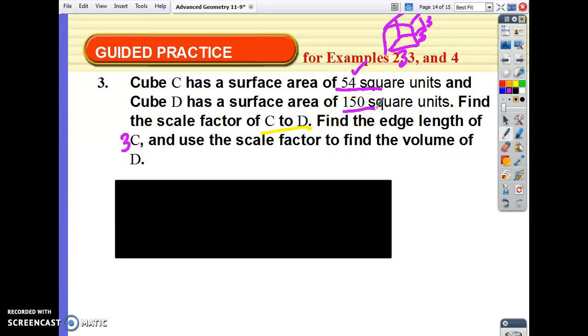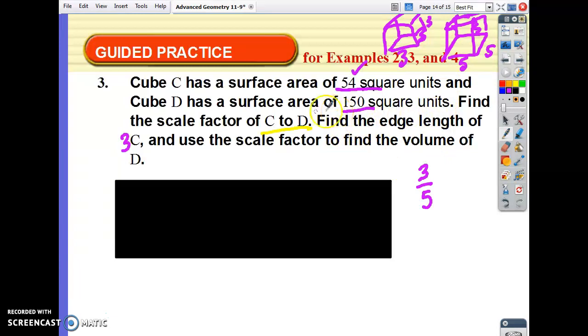All right, what would be the edge length of D? You would do 150 divided by 6 is 25. 5 times 5 is 25. So that one has side lengths of 5. All right, so we have both of our cubes. This one has side lengths of 5. This has side lengths of 3. All right, so they want to know, what is the scale factor of C to D? C to D, 3 over 5.